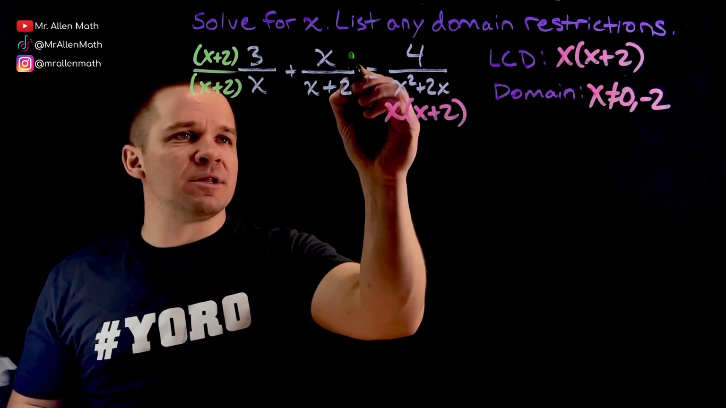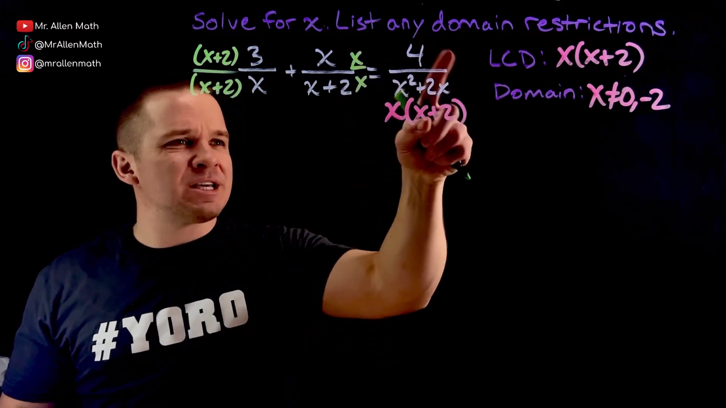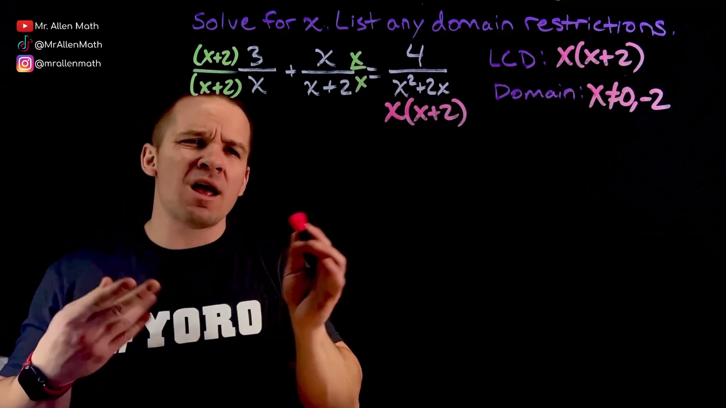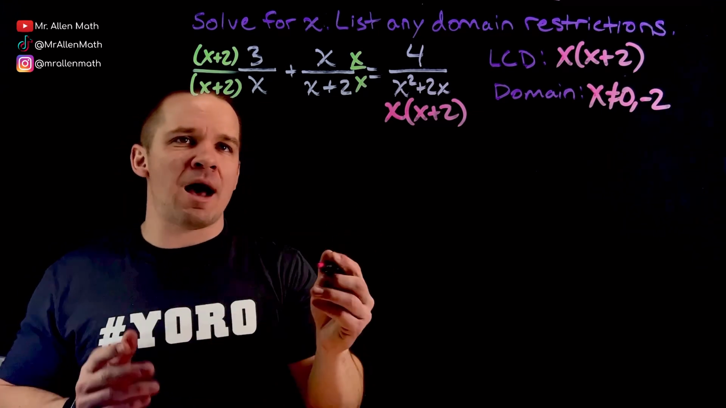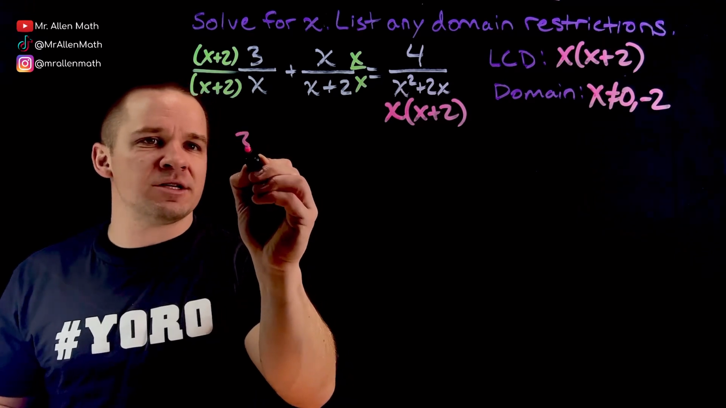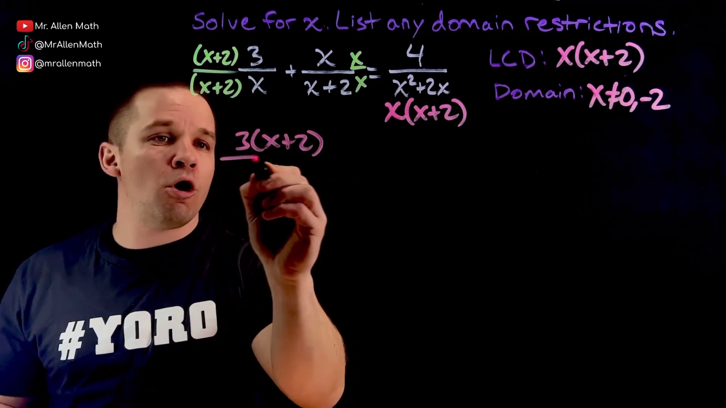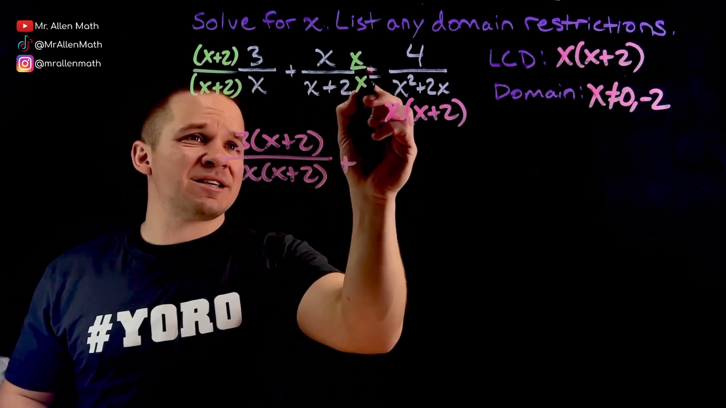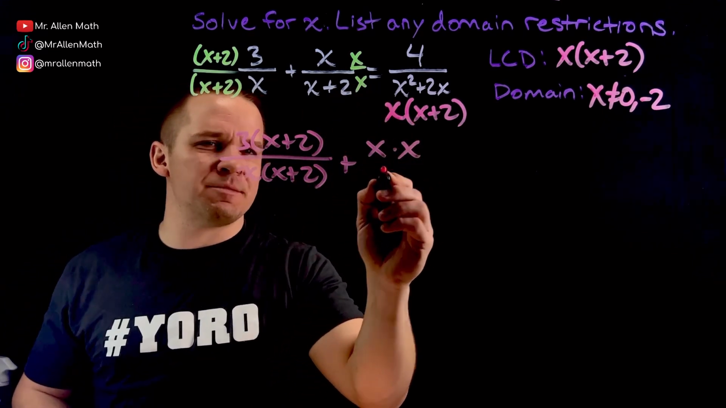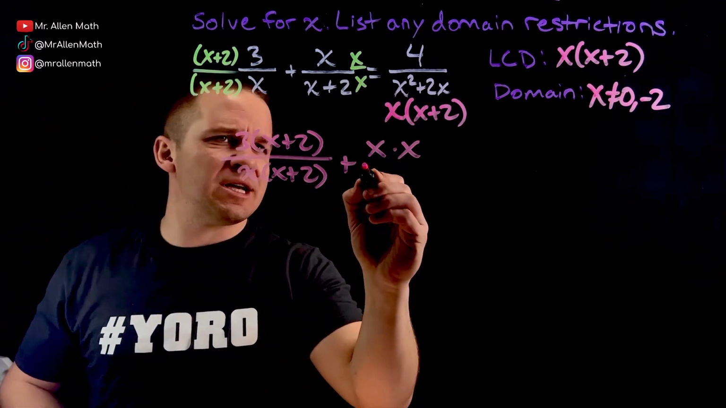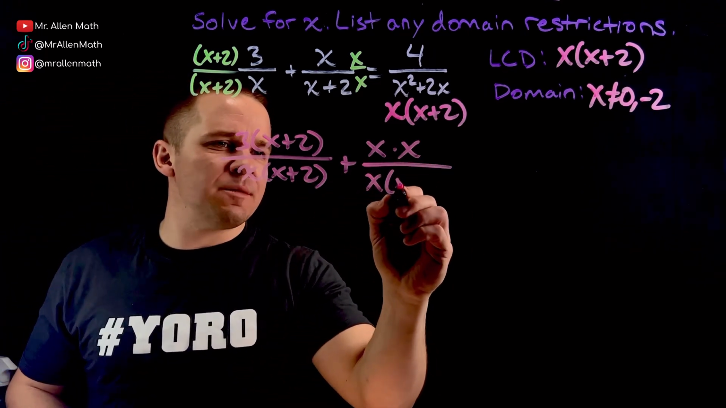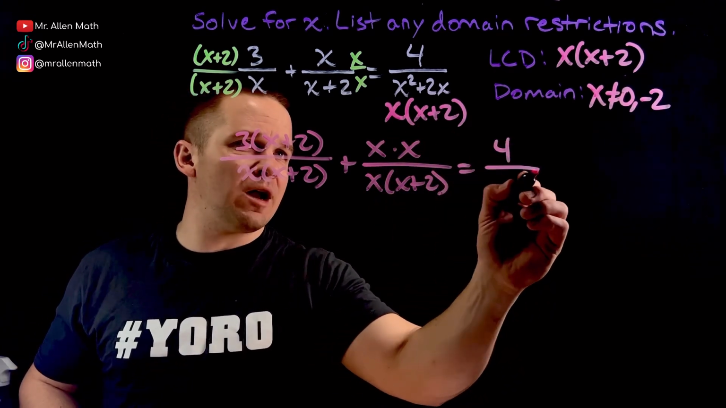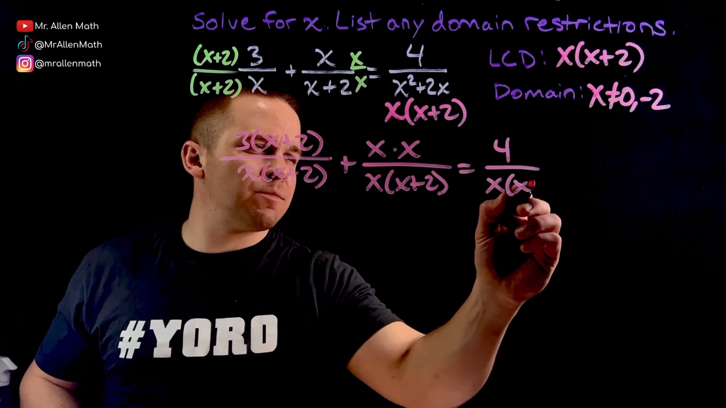I'm also going to do the same to this one over here, x over x. And this guy right here is good to go. It already has the x times x plus 2. So let's rewrite this thing with all common denominators now. The first fraction is 3 times x plus 2 over x times x plus 2. I've got x times x. I'll just leave it as x times x. We know that's going to be x squared, but we'll do that in a sec. Then I've got x times x plus 2. This last one here does not change. It's 4 divided by x times x plus 2.